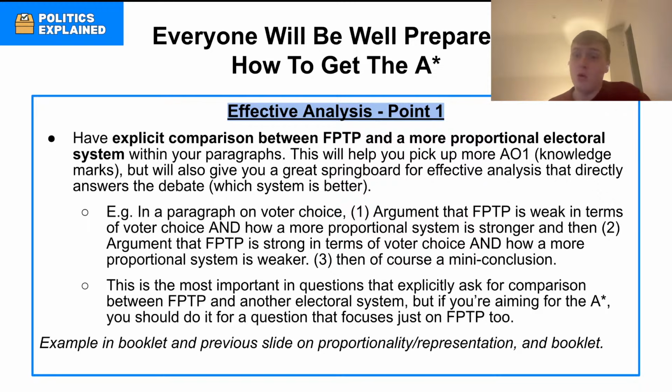This will help you pick up more AO1 marks because you're just going to bring in knowledge from more electoral systems, but also a great springboard for more effective analysis that directly answers the debate and does that comparison between the two systems effectively. For example, in a paragraph on voter choice, start with the argument that first past the post is weak in terms of voter choice and then compare it to how a more proportional system is stronger because that supports the same side of the argument.